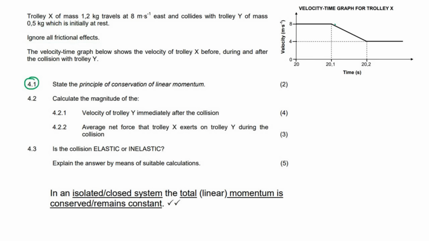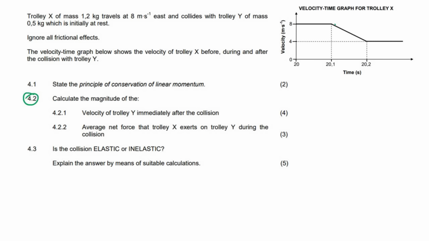There's no applied forces, nothing like that. There's just two objects crashing into each other or moving apart, but there's no friction forces and things like that. They said that in a system like that, the total linear momentum is conserved, or you can say remains constant. And that's why we said that the momentum on this side was equal to the momentum on that side.